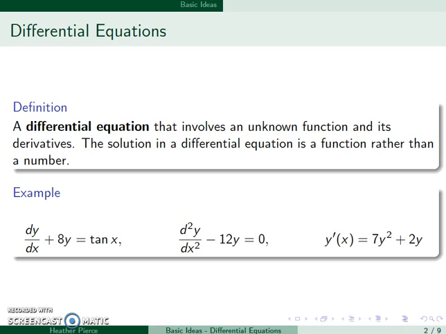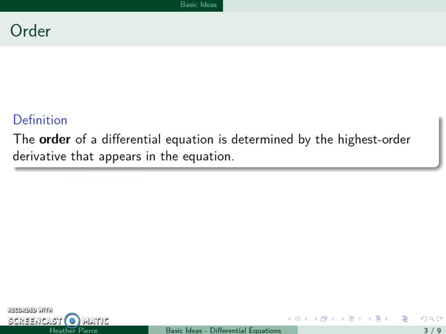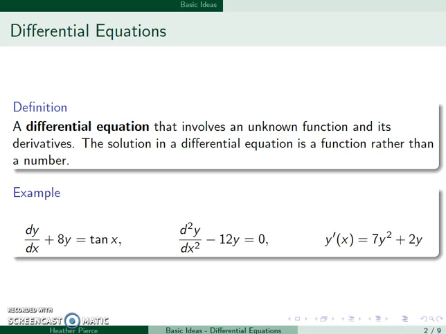dy/dx plus 8y equal to tangent of x, d squared y/dx squared minus 12y equal to 0, and y prime of x equal to 7y squared plus 2y. The order of a differential equation is the highest order derivative that appears in the equation. So for example, my first and third examples here are going to be first order differential equations, while the middle one will be a second order differential equation.